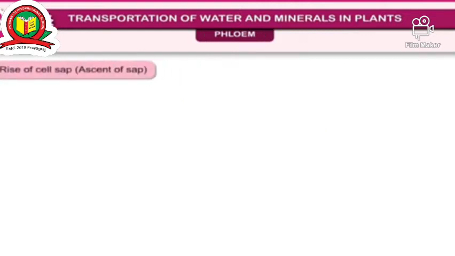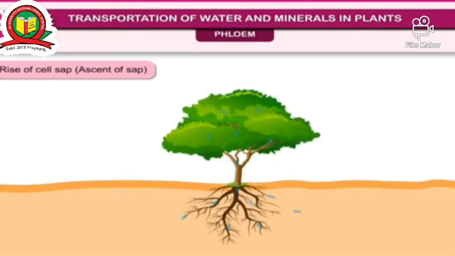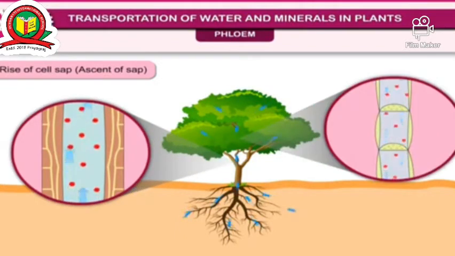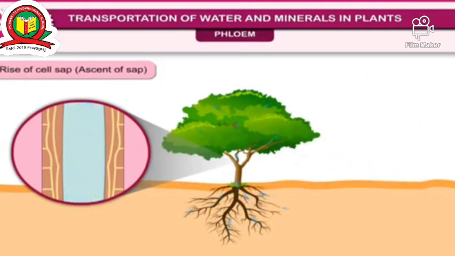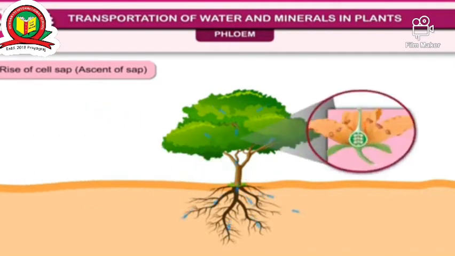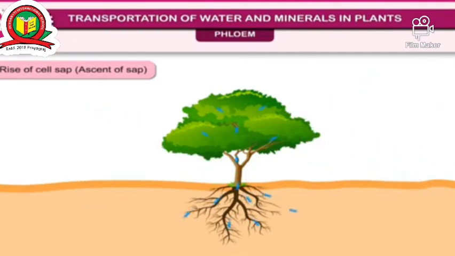Rise of cell sap, ascent of sap. In plants, it is an important feature to carry out vital activities which occur through xylem and phloem. Water is absorbed through the roots and conducted to other parts of the plant where it is used for various purposes. The minerals in the form of water solution are also absorbed by the xylem from the soil. Thus, xylem acts as a pipeline for conducting water. The water and mineral solution that is absorbed by the roots and conducted upwards to the stems, leaves, flowers, and other parts of the plant is called ascent or rise of cell sap.